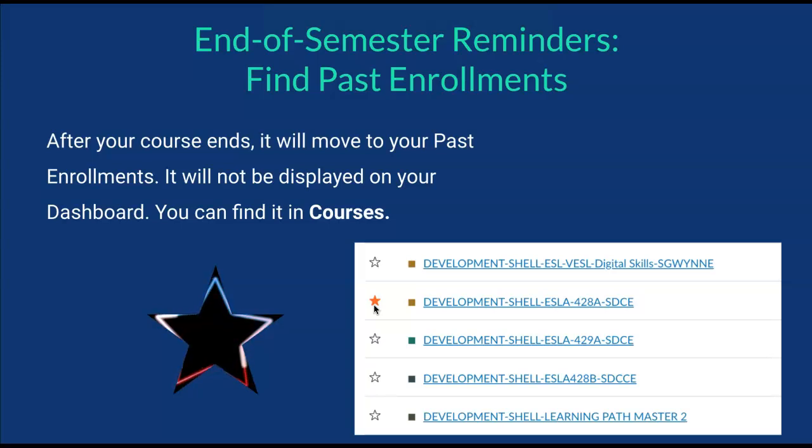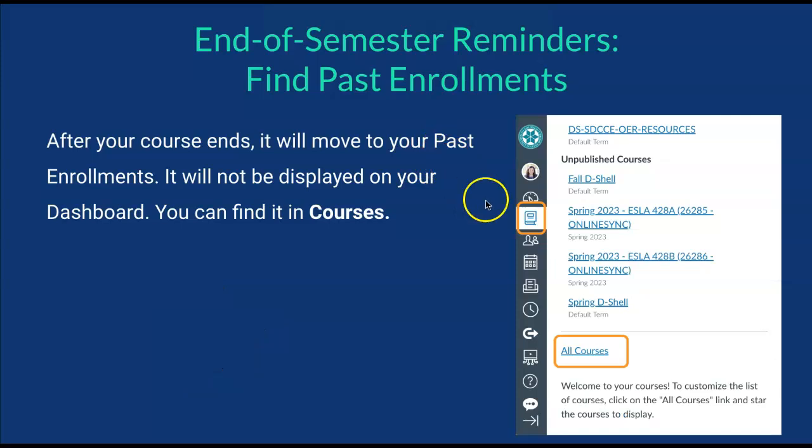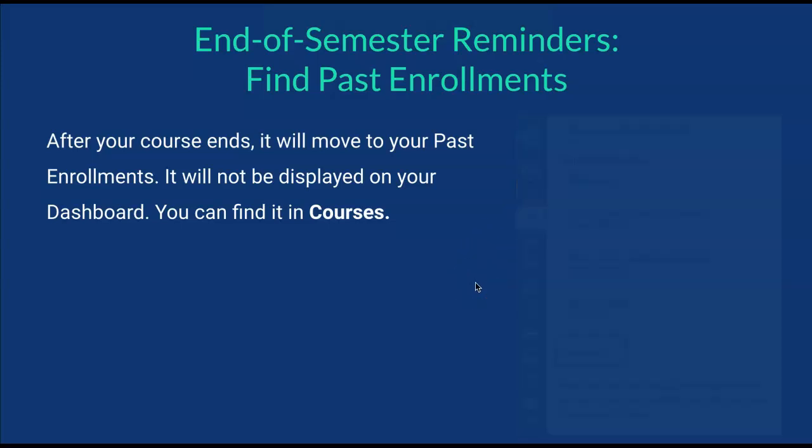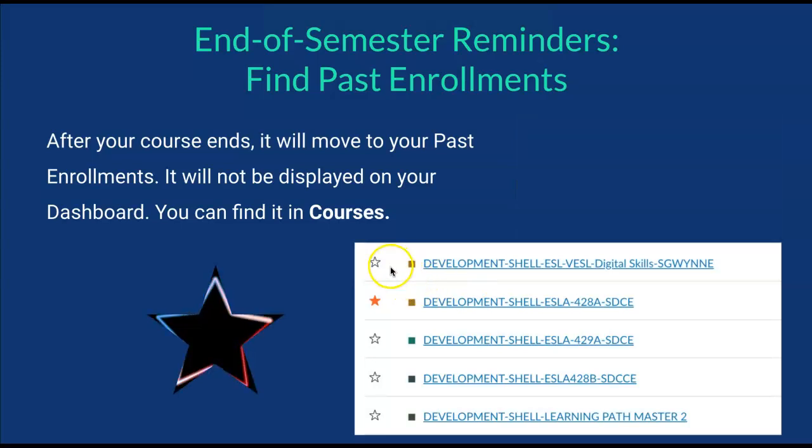For students, courses that have ended will also go to their past enrollments, and they will need to access those past enrollments by clicking the textbook icon in their Canvas account. For students, however, it's different because they don't have the option to select stars and decide what appears on their dashboard. Once a course is a past enrollment for a student, it will always remain a past enrollment, and they will have to access it from the textbook icon.